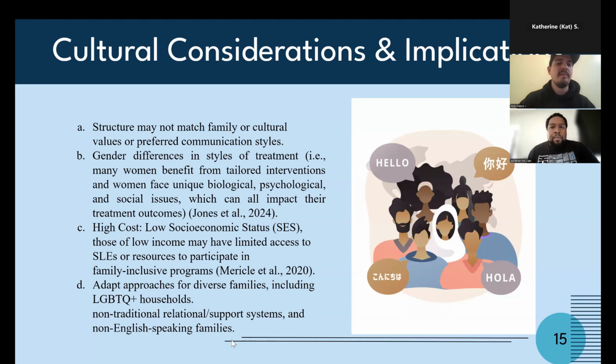We also have to think about the high costs. So, families that come from low socioeconomic status, those of low income may have limited access to sober living environments as well, or resources to participate in SLE environments, in family inclusive programs, and adapt approaches for diverse families, including LGBTQ plus community in their households, non-traditional relational support systems, as well as non-English speaking families.